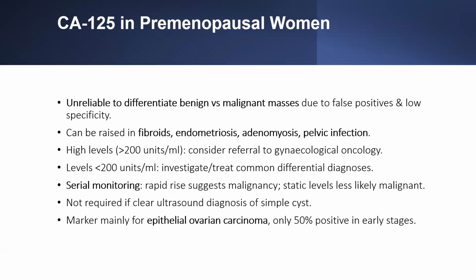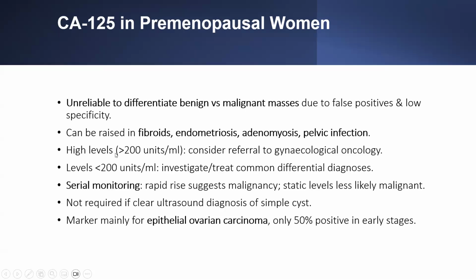So why CA125? What is the significance of CA125 in premenopausal women? It's unreliable to differentiate benign versus malignant masses because it can be raised in fibroids, endometriosis, adenomyosis, pelvic infection, any condition that is leading to peritoneal irritation will lead to raised CA125.